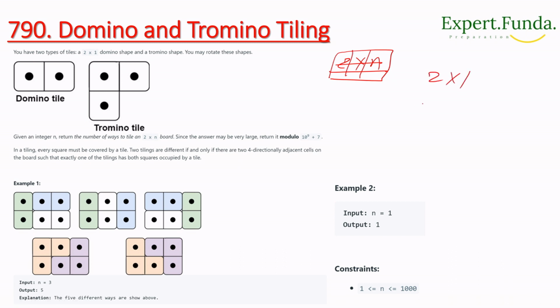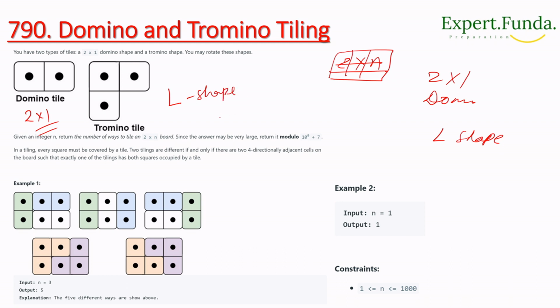One is the domino, which is 2 cross 1, and the other is the L shape. You can see that this is 2 cross 1, the domino is 2 cross 1, but this one is the L shape, correct?